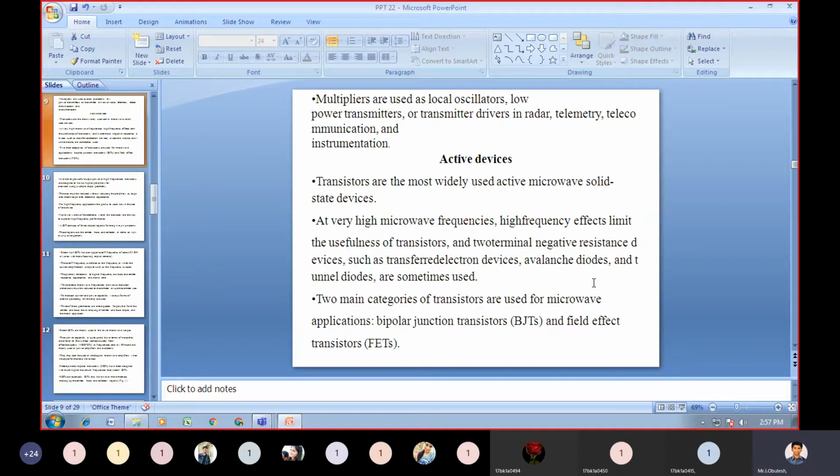Two main categories of transistors are used for microwave applications. The first one is the bipolar junction transistor, which means BJTs, and the second is the field effect transistor, FET.